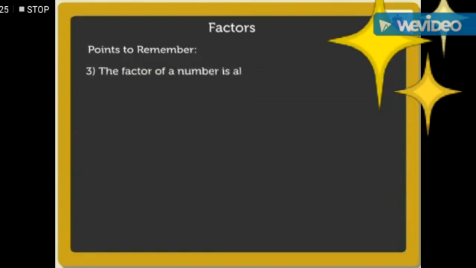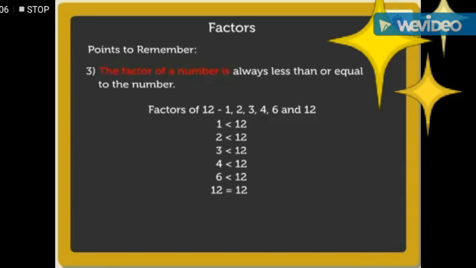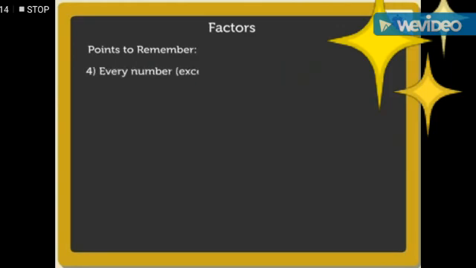Point 3. The factor of a number is always less than or equal to the number. Look at the factors of 12 which we found out earlier. They are 1, 2, 3, 4, 6, and 12. Note that the factors 1, 2, 3, 4, and 6 are less than 12, and the last factor 12 is equal to 12. Thus, it shows that the factor of a number is always less than or equal to the number.